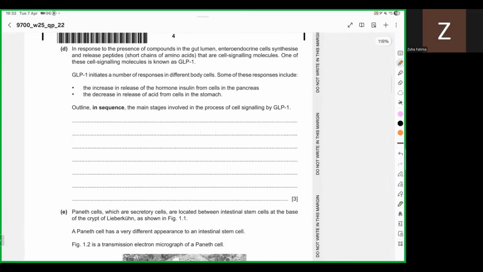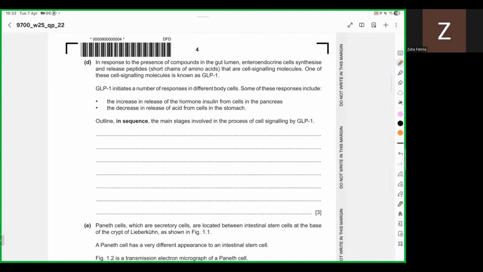In response to the presence of compounds in the gut lumen, enteroendocrine cells synthesize and release peptides, short chains of amino acids that are cell-signaling molecules. One of these cell-signaling molecules is known as GLP-1. GLP-1 initiates a number of responses in different body cells.